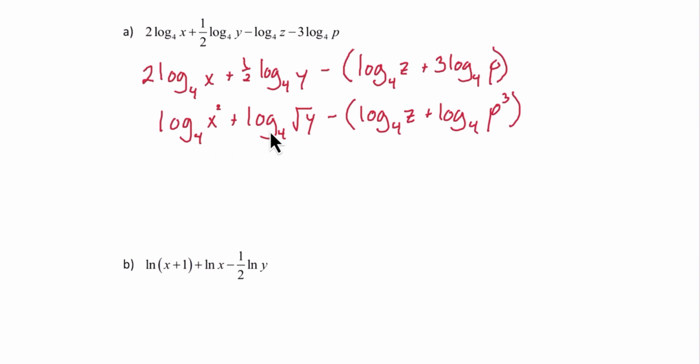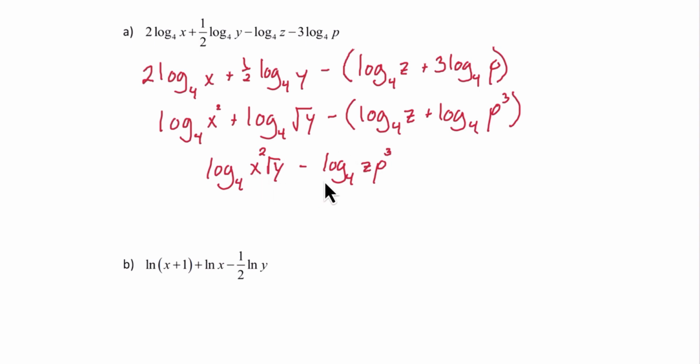Up next, we have a sum of logs here. We can turn that into a product. Here we have a sum, which we can also turn into a product. We have log base 4 of x squared square root y minus log base 4 of z p cubed. Again, the sum becomes a product when we condense it.